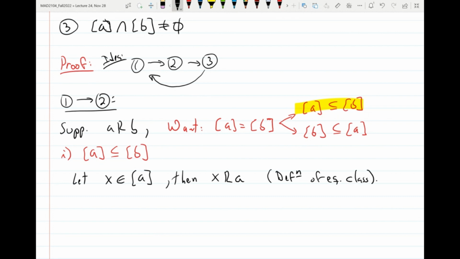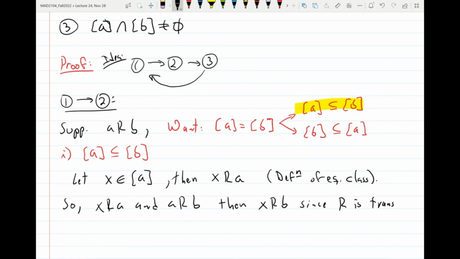All right, now we have that X is related to A, and we also know that A is related to B. That's our assumption. So X is related to A, and A is related to B by assumption. What can we deduce now? Why? By transitivity, right? So then X is related to B since R is transitive. Remember, being an equivalence relation means it's reflexive, it's symmetric, and transitive. So here we are enjoying the transitivity property since R is transitive.